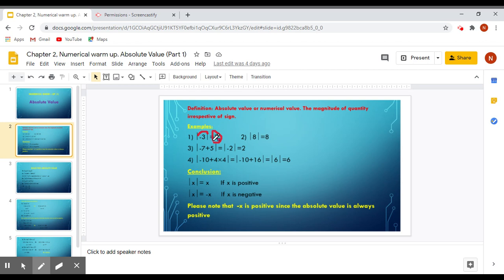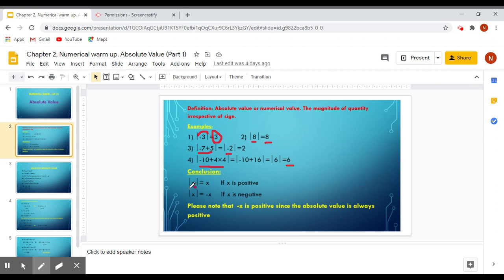The absolute value of a number is always positive. Whether the number is negative or positive, its absolute value is always positive. Absolute value of 8 is equal to 8. Absolute value of -7 plus 5, we do the calculation, is equal to absolute value of -2, which is equal to 2. Again, here we do the calculation first. -10 plus 16, which is 6. So the absolute value of 6 is 6.